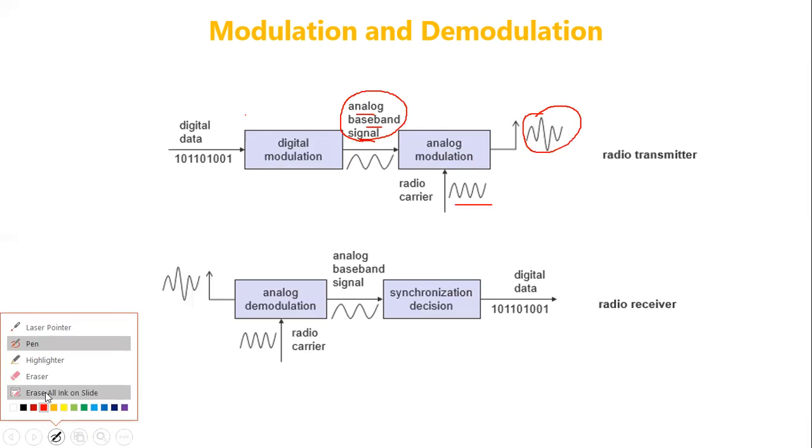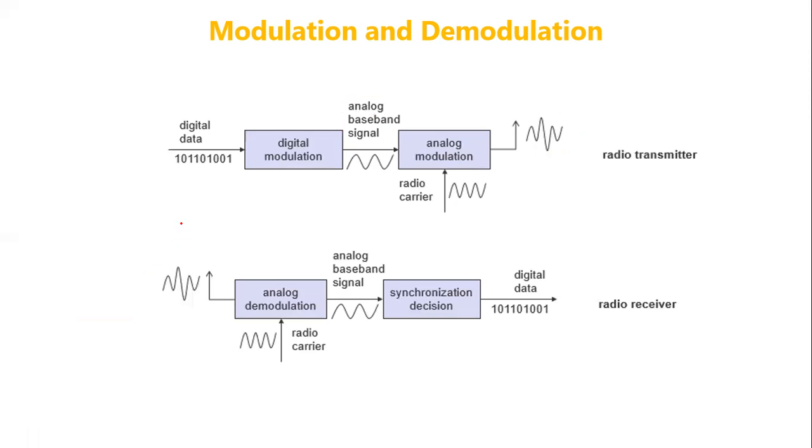This process is called modulation. And for demodulation, this high frequency signal transmitted by the transmitter will be received by a radio receiver. The receiver sends the high frequency signal through an analog demodulator. The analog demodulator applies the same carrier which was applied by the analog modulator at the sender end, performs demodulation, and separates out the baseband signal.